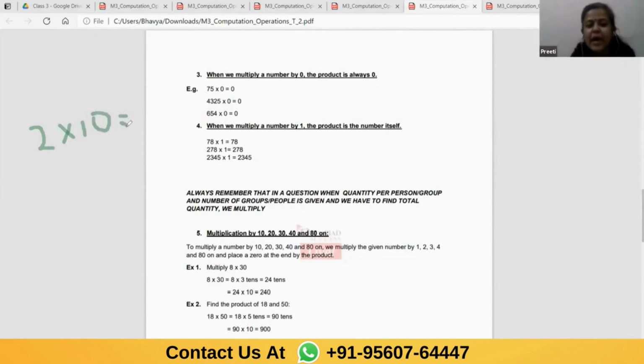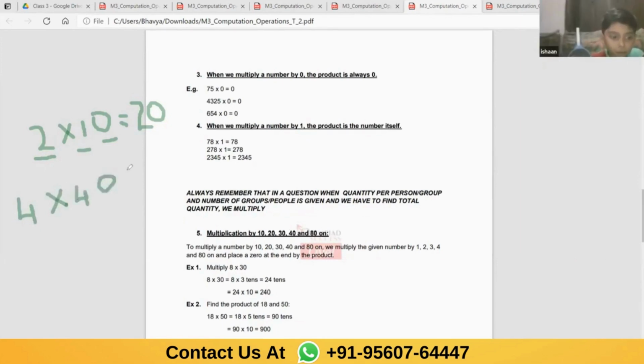The simple rule is that whenever we multiply any number with 10 or a multiple of 10, we put the 0 in the end and we multiply this 2 and 1. So 2 into 1 is 2 and the 0 comes in the end. So the answer becomes 20. Let me give you another example. Suppose 4 into 40.